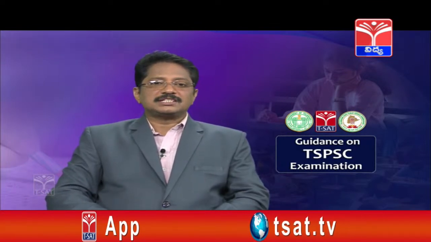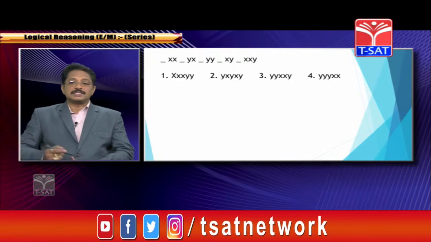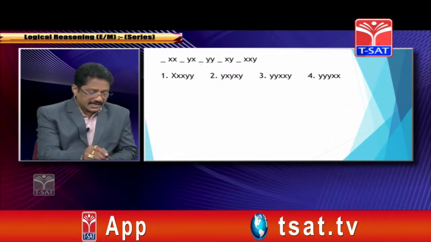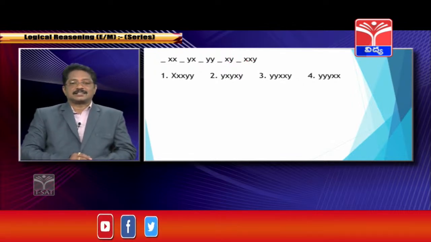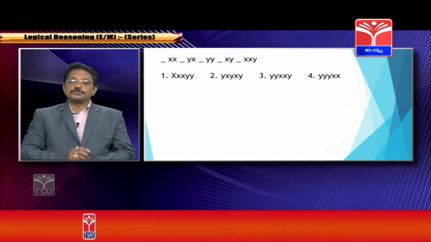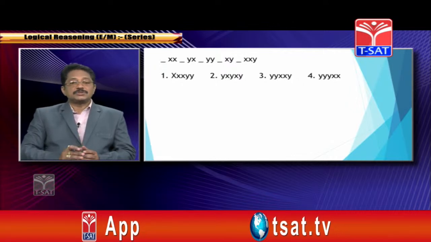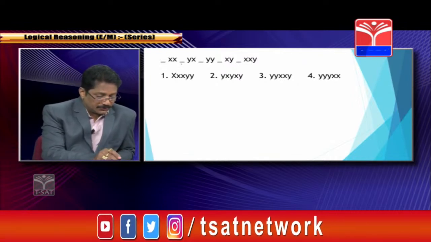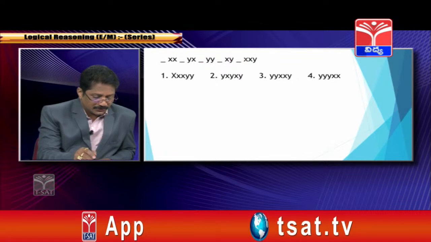Here the question is x, y, y, y, x, y, x, y and so on. How are we going to do this kind of question? First you have to count the letters: 1, 2, 3 up to 16. There are 16 letters here. When there are 16 letters, you can divide them into two groups of 8 each, or into groups of 4 letters each.